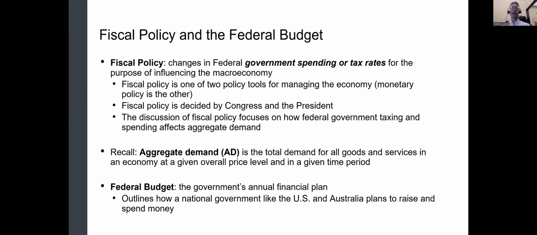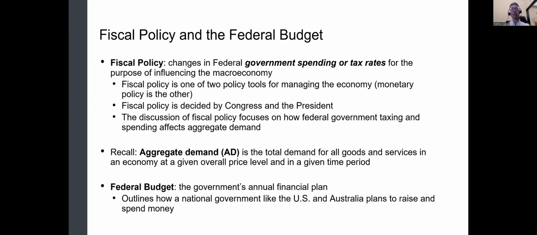As a start, we will study the definitions of fiscal policy and what is the meaning of a federal budget. First, fiscal policy refers to changes in federal government spending or tax rates for the purpose of influencing the macroeconomy. Fiscal policy is one of two policy tools for managing the economy.